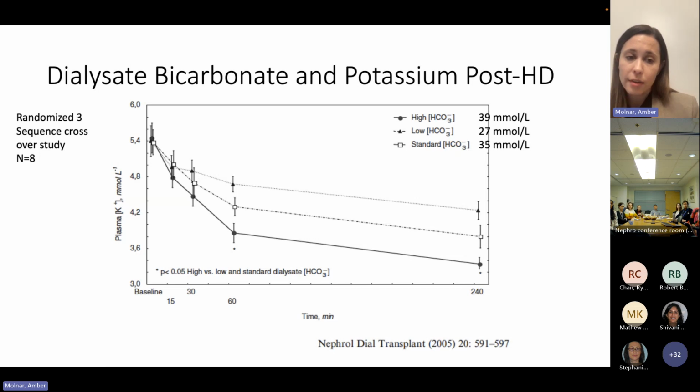All of these patients were dialyzed against a potassium concentration of 2. And those in the highest category of dialysate bicarbonate concentration had the lowest serum potassium by the end of the dialysis session, and those in the lowest dialysate bicarbonate group had the highest potassium. So this is likely primarily due to increased intracellular shifting of potassium with the higher dialysate bicarbonate concentration.